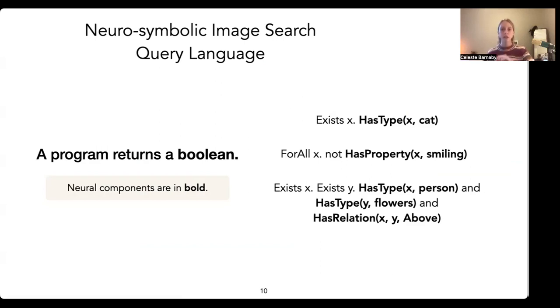A program in this language takes as input a single image and outputs a Boolean value indicating whether the input image should be in the search results. Programs in this language resemble first-order logical formulas with predicates combined using logical connectives and quantifiers. Let's go through these example programs on the right one at a time. This first program returns true if the input image contains a cat. The second program returns true if the input image does not contain any smiling faces. And the third program returns true if the input image contains a person and flowers such that the person is positioned above the flowers.